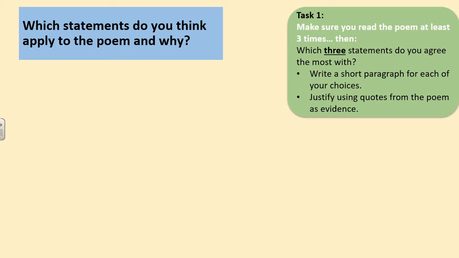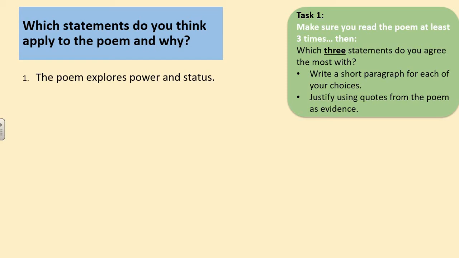Now, your first written task that I want you to get to grips with is to look at these 10 following statements and think which out of these statements apply to the poem. And I want you to then write a short paragraph for each of the statements that you choose, each of the 3, and then justify using quotes from the poem as evidence. So what words, what quotes from that poem make you think that that applies to this poem? Now, it says there in white in the green task box, I want you to make sure that you've read the poem at least 3 times, and then I want you to try and do a paragraph for each of the statements that you found.